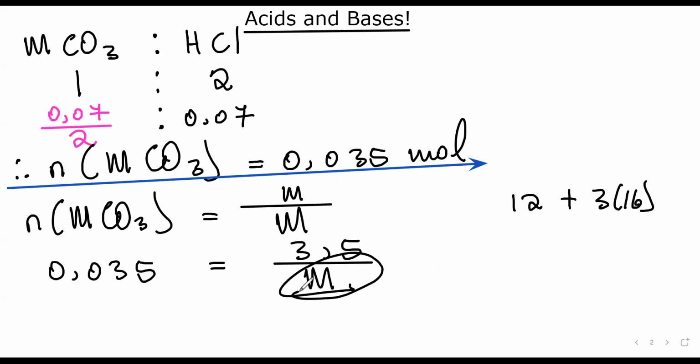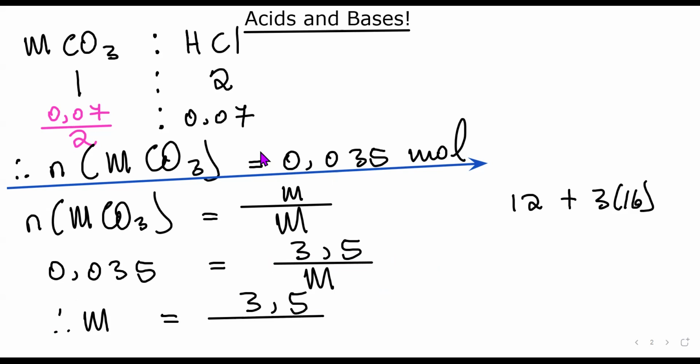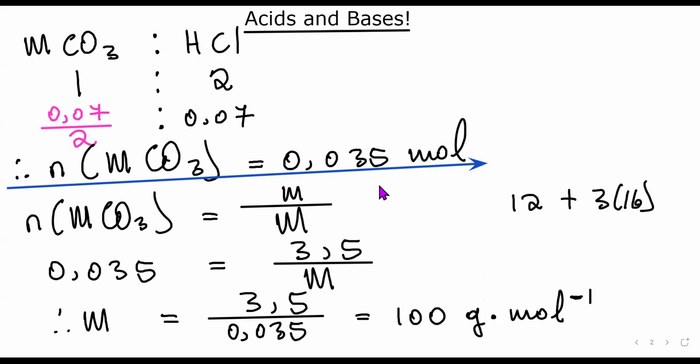So if you want to make the denominator the subject, you just take what was the subject and make it the denominator, and then take the denominator and make it the subject. So now if you go to your calculator and say 3.5 divided by 0.035, you find that the molar mass of the entire compound, this entire metal carbonate, will be 100 grams.